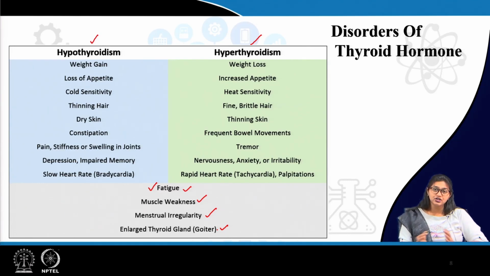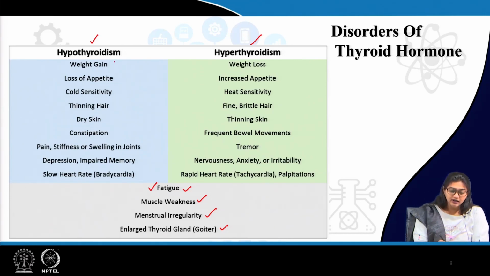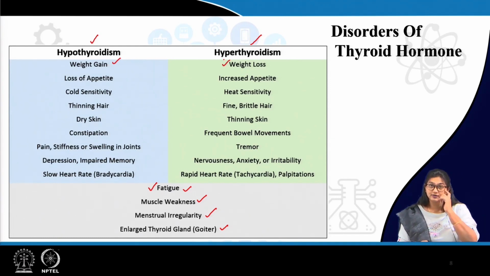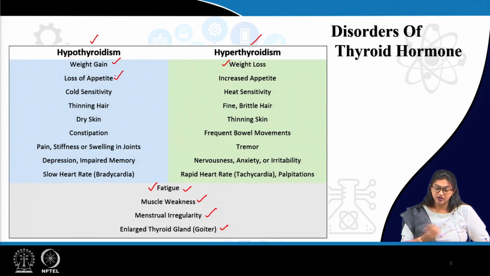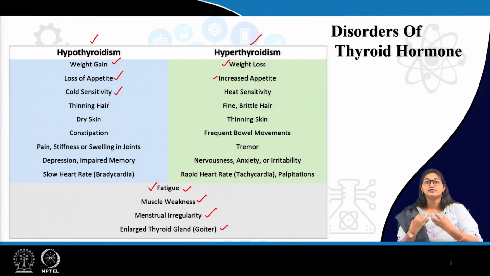Apart from that, the differential manifestations are just opposite to each other in hypothyroidism and hyperthyroidism. Like in hypothyroidism, there is weight gain, whereas in hyperthyroidism, there is weight loss. Remember, all the metabolic activities, catabolic activities or energy expenditures, are very high in hyperthyroidism. So there is weight loss, whereas just the opposite occurs in hypothyroidism, there is weight gain. Loss of appetite in hypothyroidism, just the opposite, increased appetite in hyperthyroidism. Similarly, cold sensitivity in hypothyroidism, whereas in hyperthyroidism there is excess perspiration.